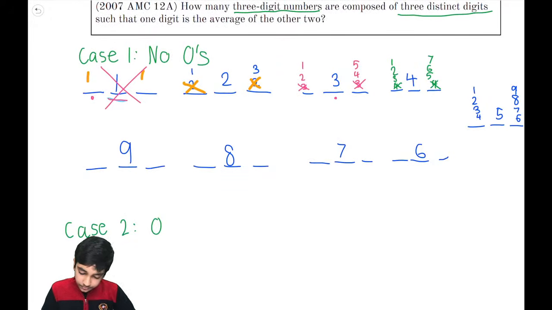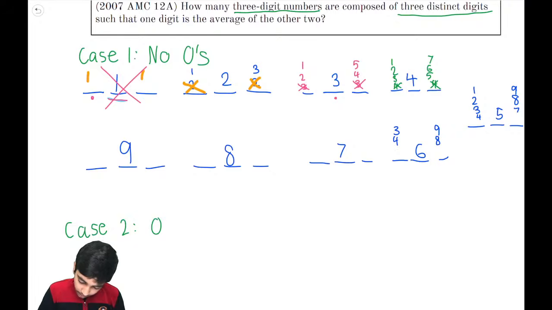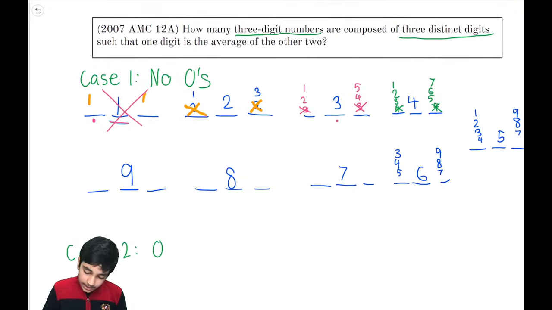Now for 6, if 6 is in the middle, we could have 3 and 9, since remember, no digit can be more than 9. So in order to get a sum of 12, both the digits have to be 9 or less. So we can have 3, 9, 4, 8, 5, 7, and then 6, 6. But 6, 6, 6 won't work since it has 3 digits the same, as I've already said. And I can continue on.